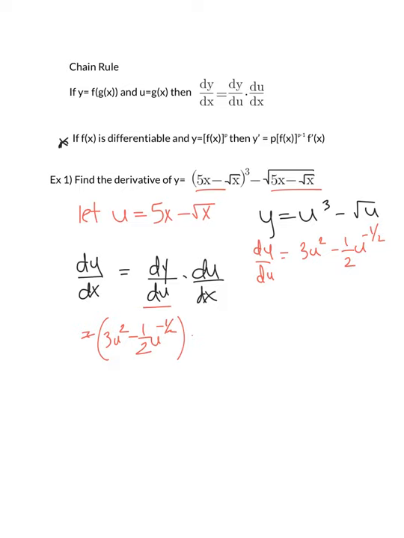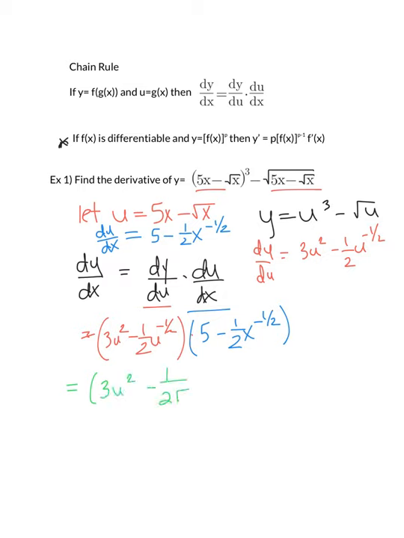And the next thing that I'm going to be looking to do is my du by dx. So I'm going to go up here, and it's going to be really tight because I can't move it. It's 5 minus 1/2 x to the negative 1/2. So I'm going to go ahead and plug that du by dx in here. And then on the next line, I'm just going to tidy things up a little bit. So 3u squared minus 1 over 2 root u, times 5 minus 1 over 2 root x.